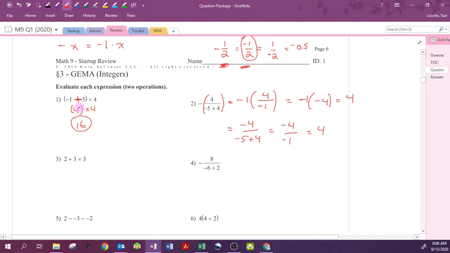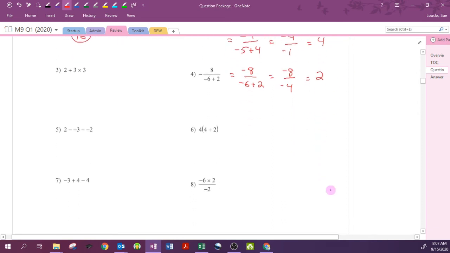I'll do number 3. No, I'm not. I'm going to suggest you pause the video for a minute and do number 4, and then come back and check your answer. Okay. So for number 4, I'm going to float the negative up, and it becomes negative 8 over negative 6 plus 2. Oops, I should probably write what I say. That's negative 6 plus 2. So that's negative 8 over negative 4, which is 2. Okay.